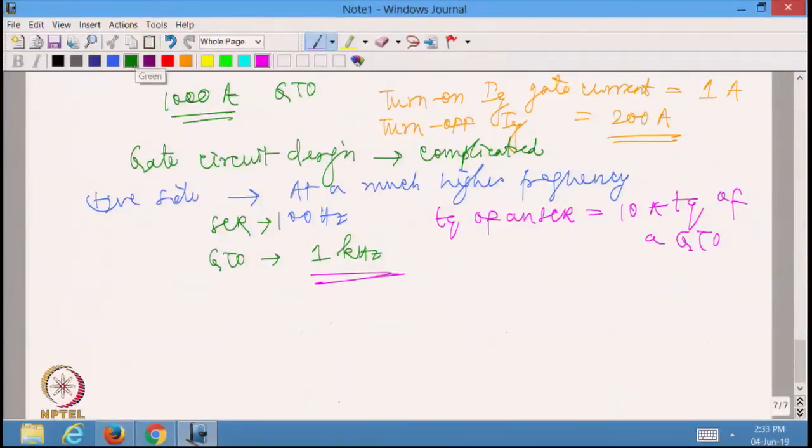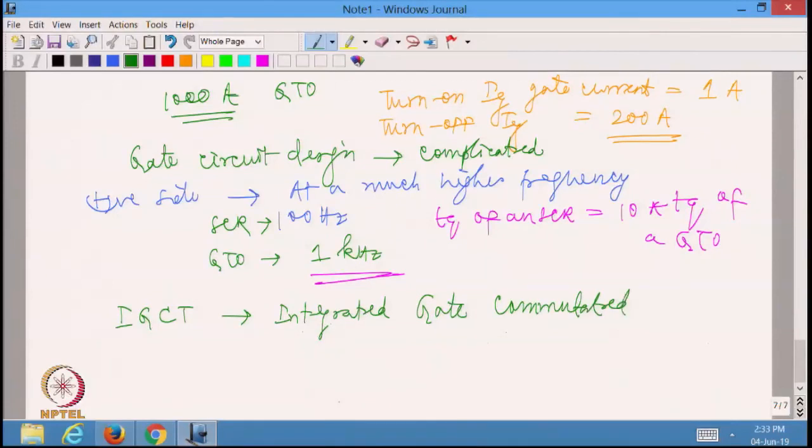But there are some new devices that have been designed by Mitsubishi and GE, known as the integrated gate commutated thyristor, which is actually able to have an amplifier in the gate circuit.